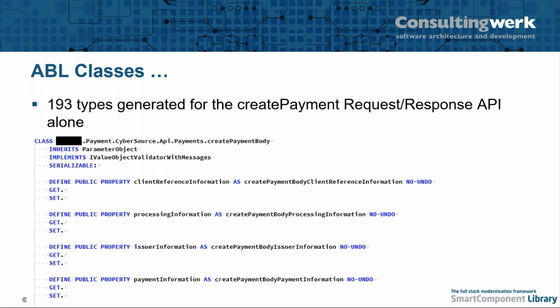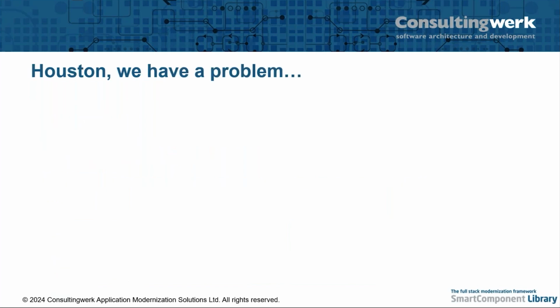That does not mean that in every simple use case we have to populate all those 193 classes with data. I think in the use case we had to deal with, we were populating 15 or so of those classes, but there are all these options. Those required us to generate these 193 types.